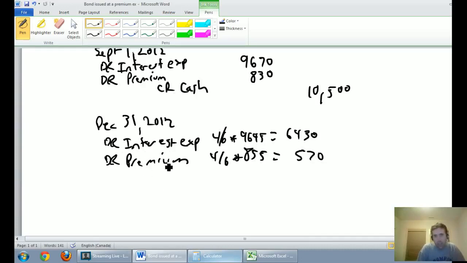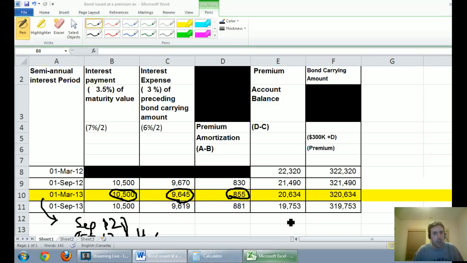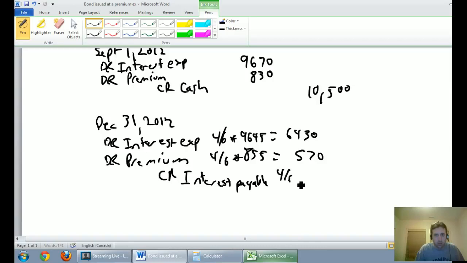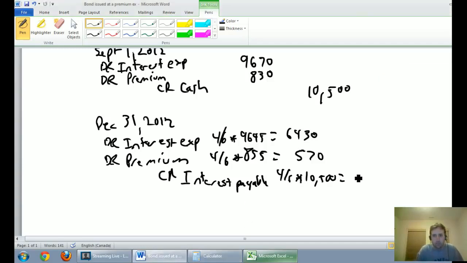Now looking above, I would want to credit cash here, except I know I don't make any payments on December 31st, right? We're only making payments September and March. December 31st, I don't make a payment, so I've got to say, well, I owe them then. This interest is building up, and that's the whole point of this accrual, is to record interest payable and make sure we've recorded the appropriate expenses. And so the amount of my interest payable is going to be 4/6 of 10,500, the amount I would have paid in cash. So 4/6 times 10,500 equals $7,000 even. So let's fill that in. All right, and December 31st is in the bag.